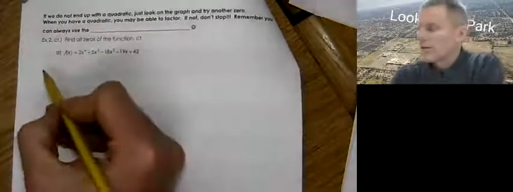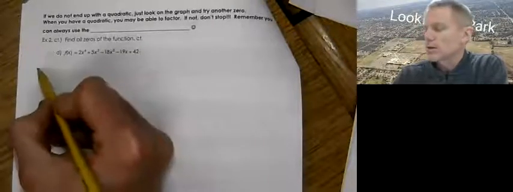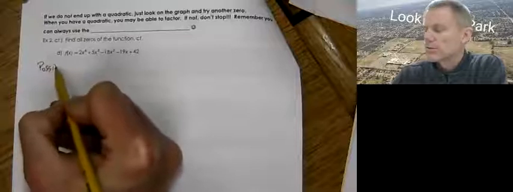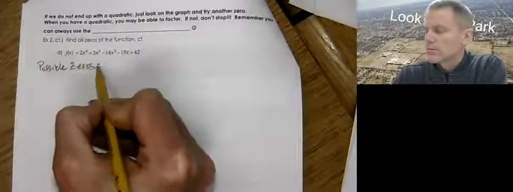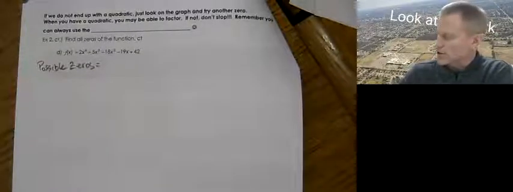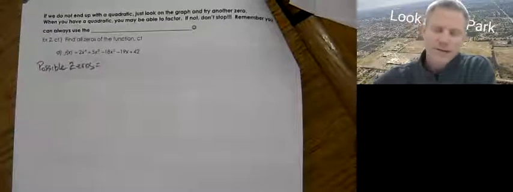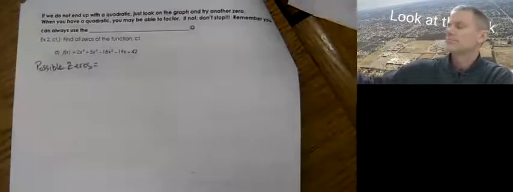So what we're going to look for is our possible zeros. Our possible zeros are going to be the factors of our constant term divided by factors of our leading coefficient.